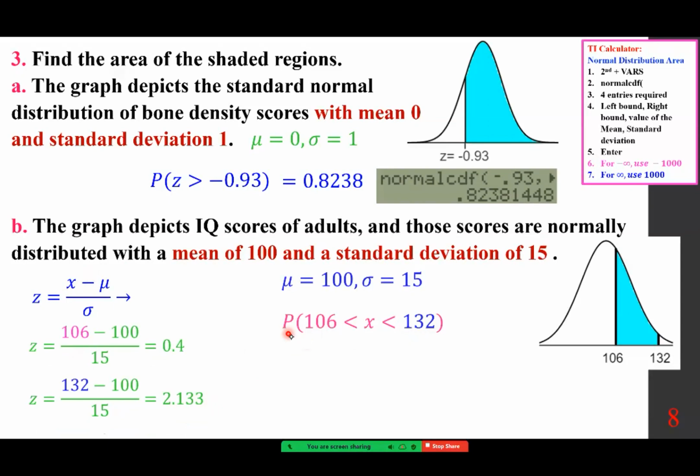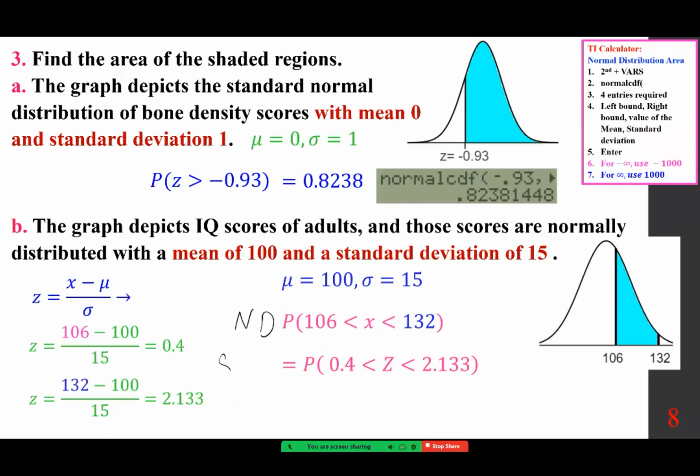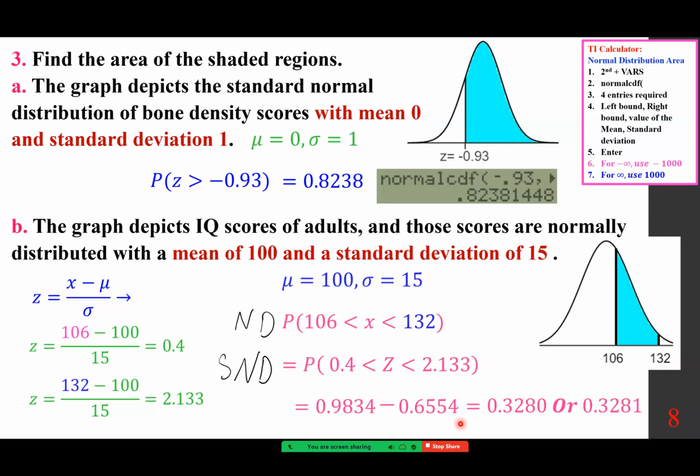So the probability of z score between these two values. This is normal distribution. This is standard normal distribution, z score. And you can look up the table, or you can go with the technology. If you go with the table, it gives you two values. I'm assuming by now everybody can figure out how to look up the table, or you can use the technology, and you end up with one of those values close to 0.3280 or 0.3281. Either way is fine. We are going to move on.